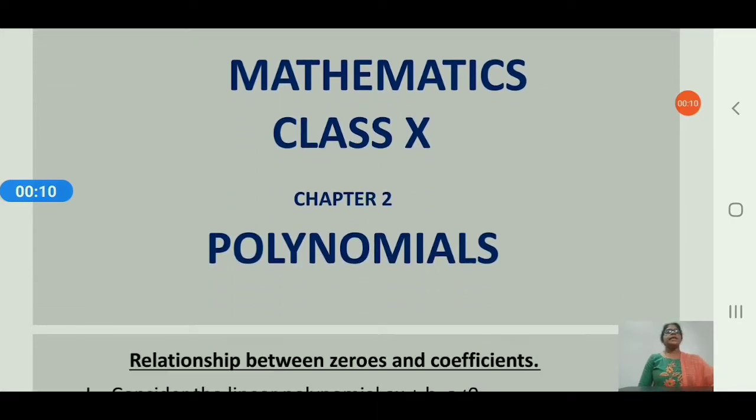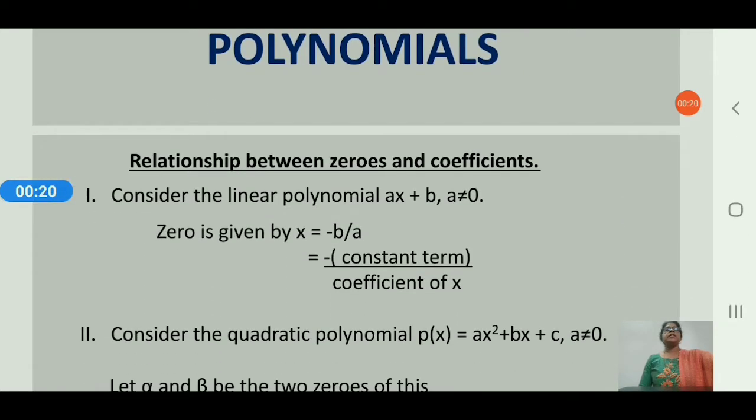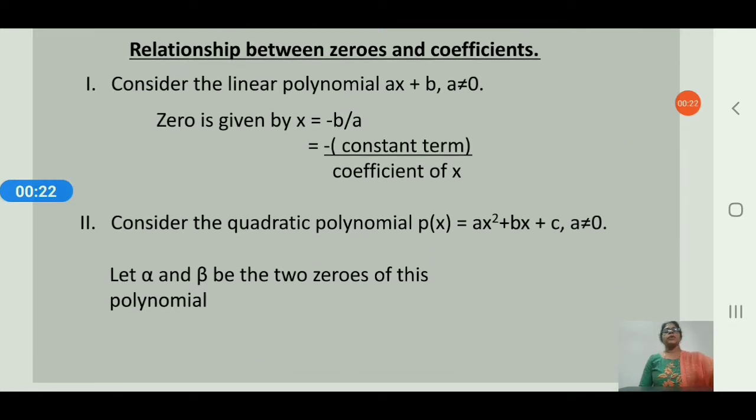Today we are studying about polynomials, second chapter of 10th mathematics. Children, today we are studying about the relationship between zeros and coefficients of a polynomial. We know the general form of the linear polynomial is ax plus b, where a not equal to 0. A and b are real numbers and x is the variable there.